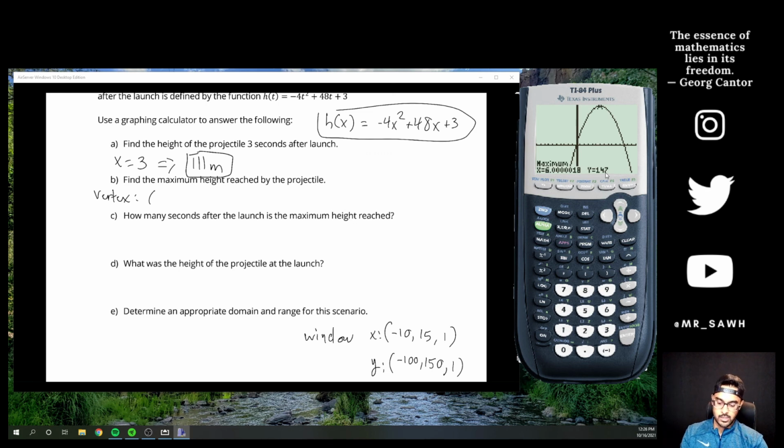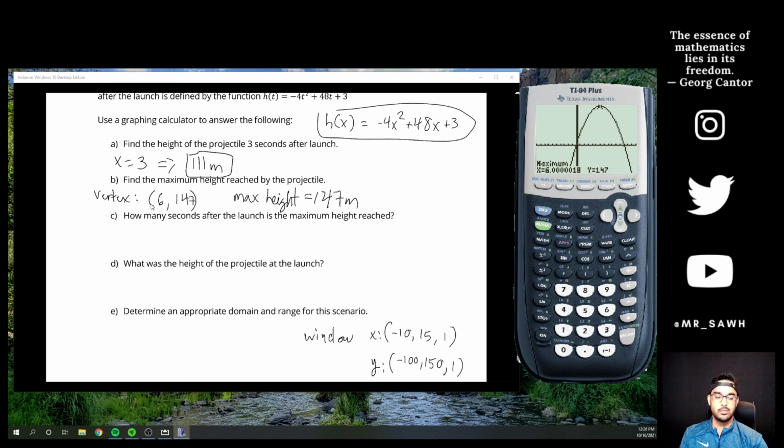And there is your maximum value, your maximum height. Right? The vertex has coordinates of 6, 147. So your max height is 147 meters. If we were going to do this by hand, we would have to complete the square to find it. How many seconds after the launch is that reached?